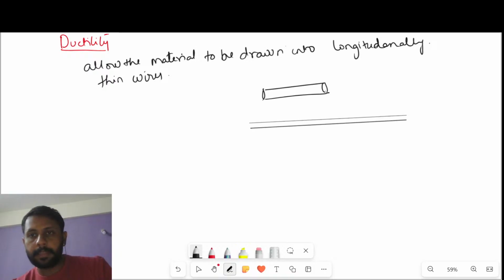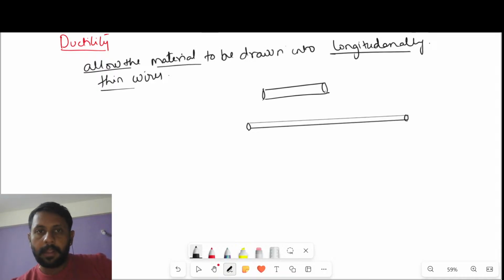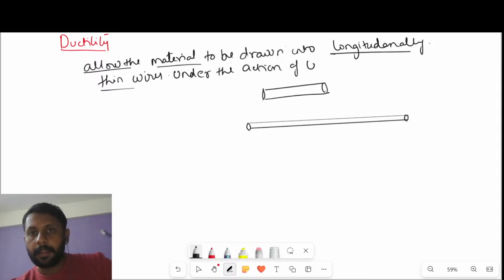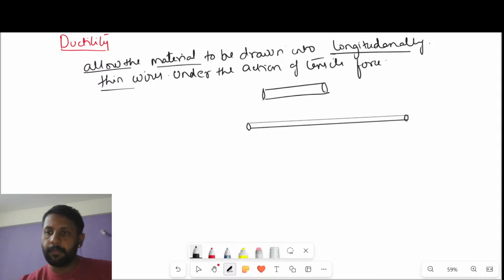Thin rope like this, longitudinally. Here I mentioned longitudinally. Okay, ductility is the property of a material. It is the property of the material which will allow the material to be drawn into longitudinally thin wires. Under the action of which force? Under the action of tensile force. Okay, following all of you?